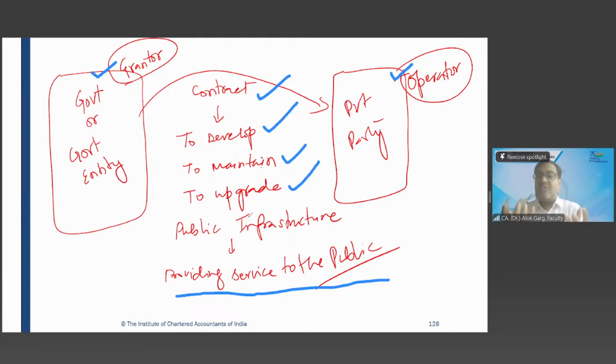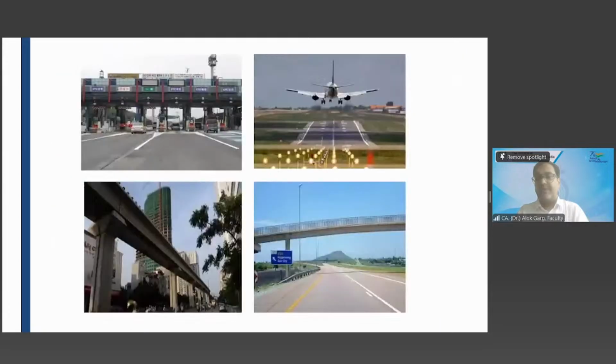So friends, this is known as a service concession arrangement. This is known as a public-private partnership, right? So this is known as a service concession arrangement where the grantor is giving a contract to the operator, where the government is giving a contract to the private party. Okay. And have you seen all these pictures?